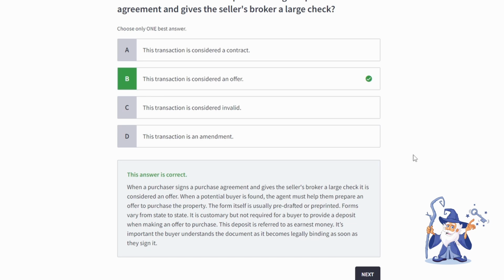Now, the form itself is usually pre-drafted or pre-printed, and forms vary from state to state, but it is customary, but not required, which might come up a little later, to provide a deposit when making an offer to purchase. But again, when we're talking about these things, what is this outcome? What is this scenario? You need to be familiar with that particular scenario, whatever it might be. And obviously, we know this transaction is considered an offer.